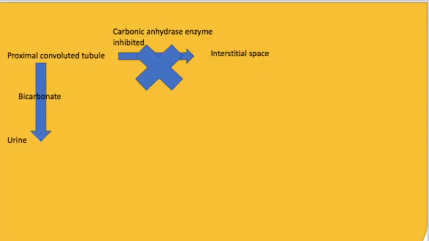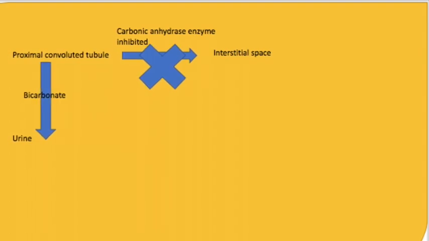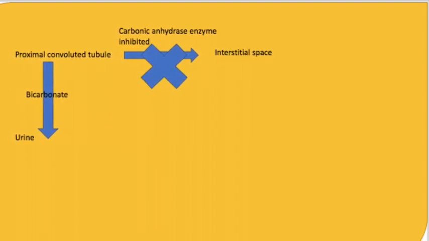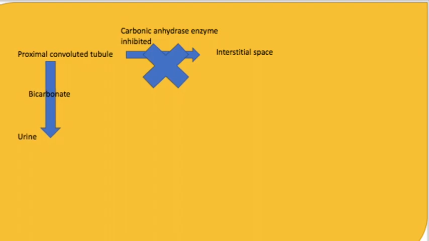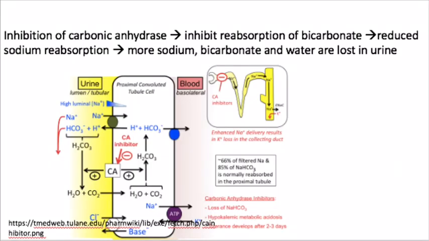This consequently inhibits the transport of bicarbonate out of the proximal convoluted tubule and into the interstitial space, and instead bicarbonate is retained in the lumen of the proximal convoluted tubule and is excreted as part of the urine. In addition to this, since bicarbonate reabsorption utilizes the sodium-hydrogen exchanger, inhibition of carbonic anhydrase and therefore the reabsorption of bicarbonate leads to significant reductions in proximal tubule sodium reabsorption, which ultimately results in greater sodium bicarbonate and water loss in the urine.